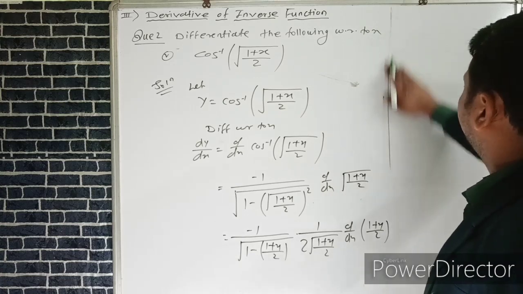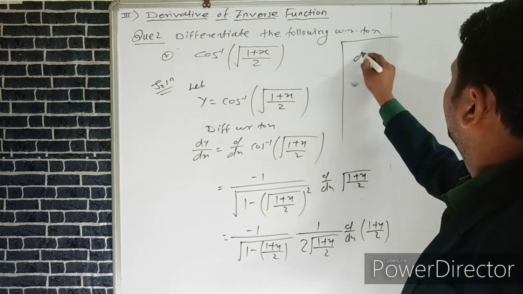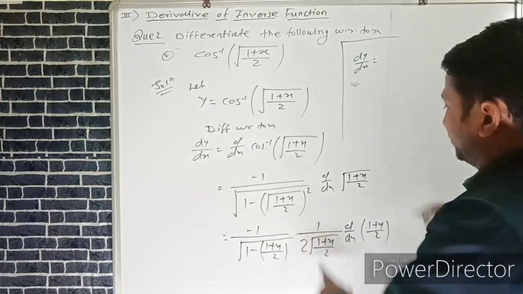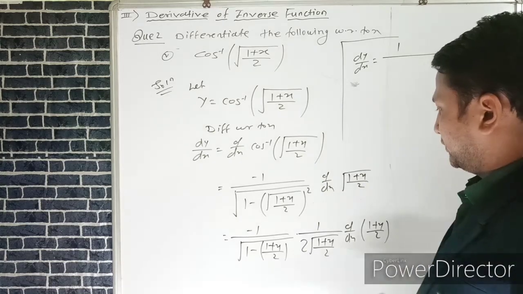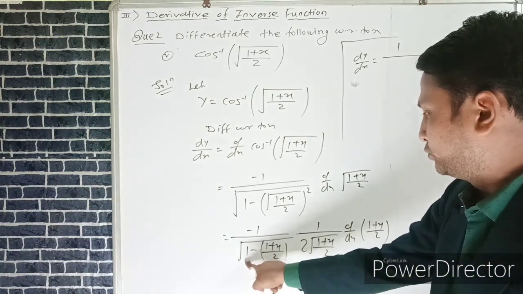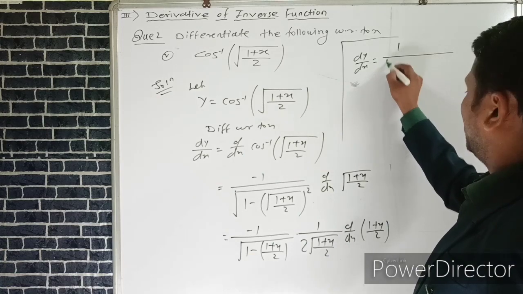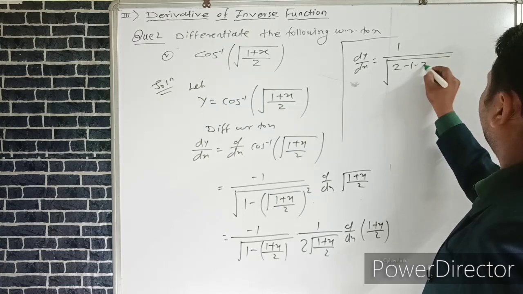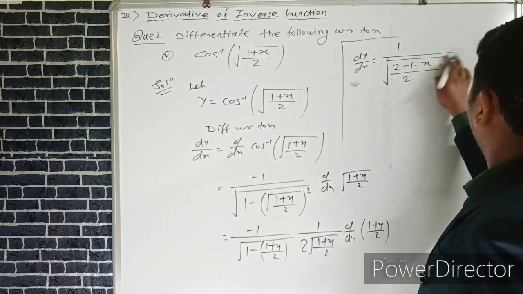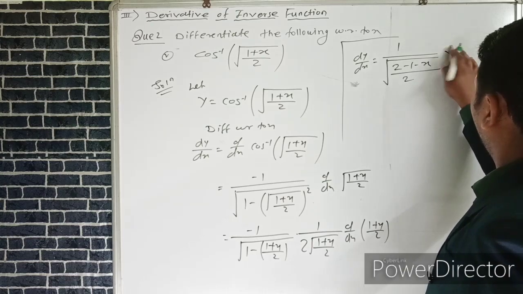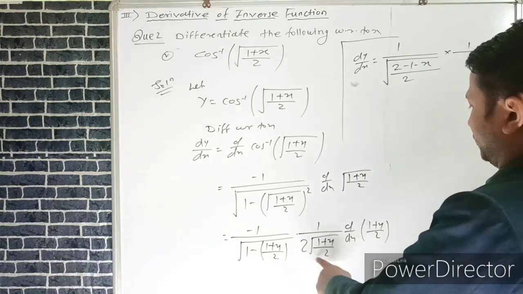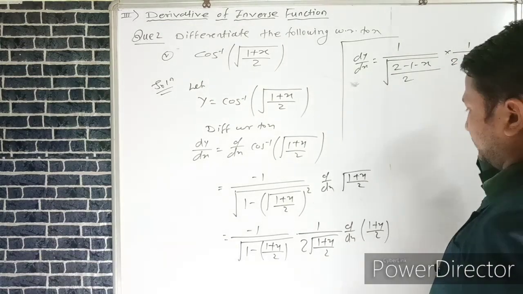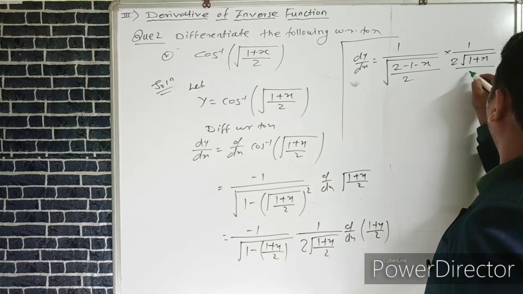dy upon dx is equal to minus 1 into 1 upon, here we take a cross product of these two functions, 2 into 1 is under root of (2 minus 1 minus x) upon 2, into 1 upon 2 under root of (1 plus x) upon under root 2.